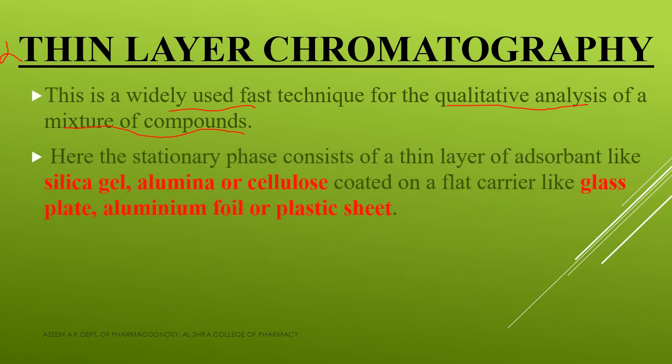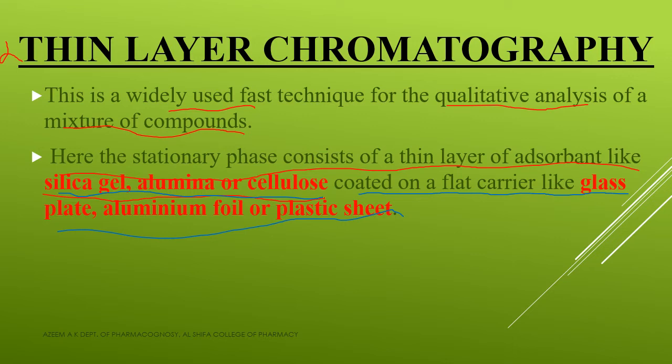Now, here the stationary phase consists of a thin layer of adsorbent. So stationary phase is composed of a thin layer of adsorbent like silica gel, alumina or cellulose, and this is coated on a flat carrier like glass plate, aluminum foil or a plastic sheet. So the stationary phase we said earlier was water itself in paper chromatography.